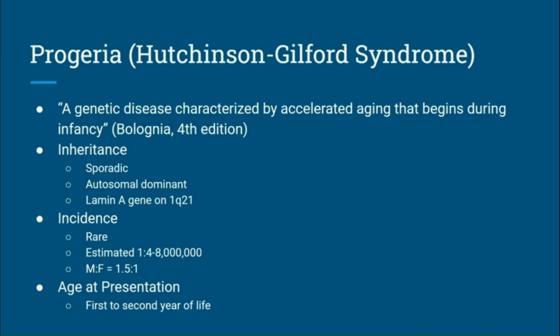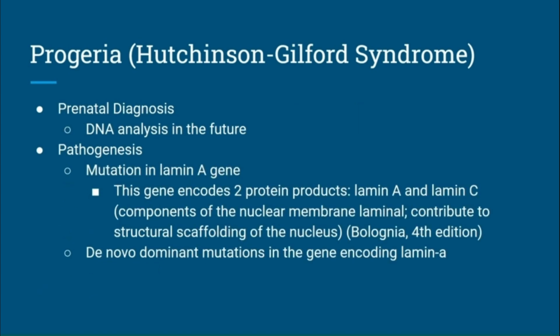Now, progeria. Progeria is one that you might have heard of for sure. And this is a genetic disease that basically can be coined as a Benjamin Button syndrome type disorder, and that is looking old at a young age. Also known as Hutchinson-Gilford syndrome. Inheritance here is sporadic, autosomal dominant, and it's the lamin A gene that is often implicated in this. It is a rare incidence, 1 in 4 million to 1 in 8 million. Slightly affects males more. Prenatal diagnosis can help with DNA analysis.